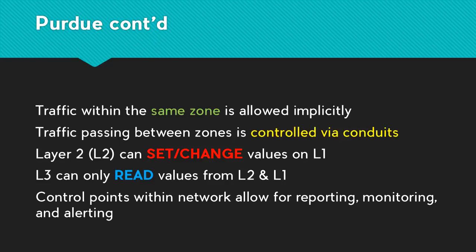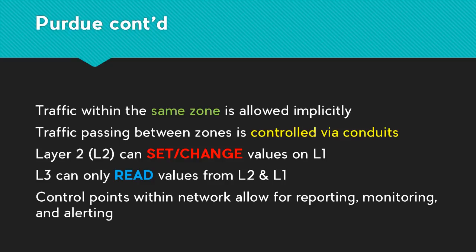Level 2, or L2 on Purdue, can set and change values on the levels beneath it, L1 and L0. That's the important distinction when you look at how to define something: is this level 2, or level 3? Level 2 can set and change. Level 3 can only read. So there's something preventing write control once you get up to L3. When you're at L2, you can change. When you're at L3, you can only read.